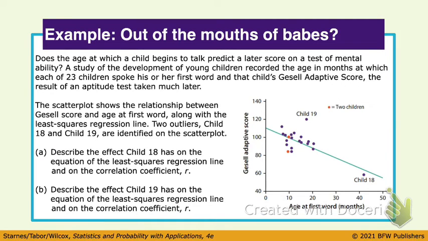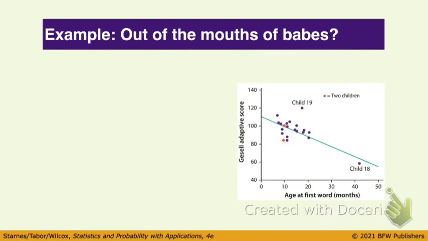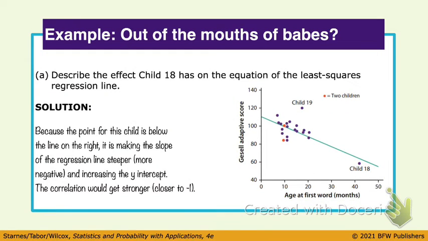We have two outliers, child 18 and 19. They are identified on the scatter plot. All right, what effect does child 18 have on the equation of the least squares regression line and on the correlation coefficient? And then what effect does child 19 have? So let me show you guys a couple of cool things here. So the actual solution for part A about child 18.